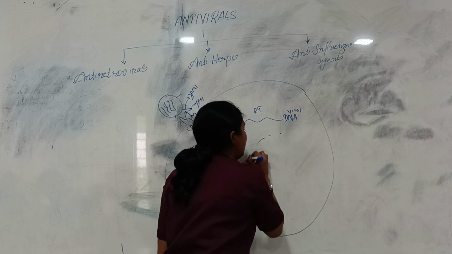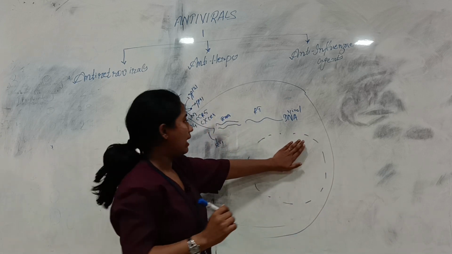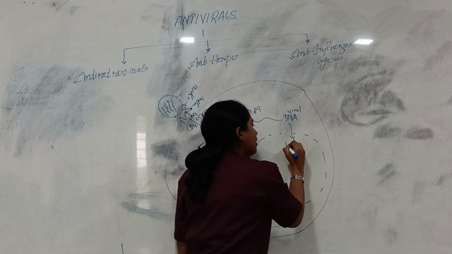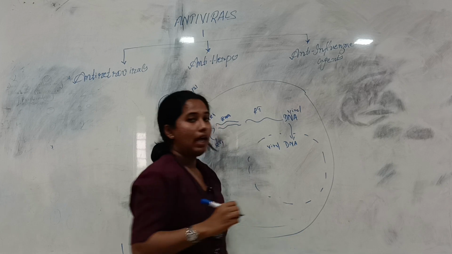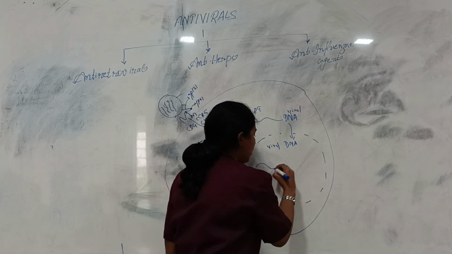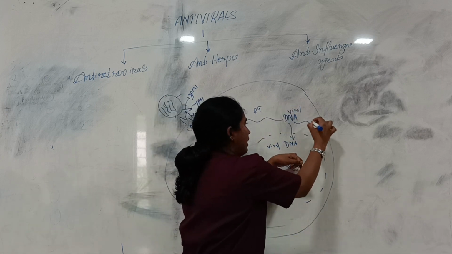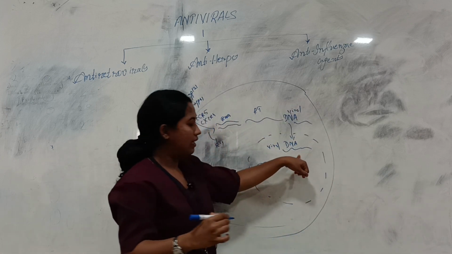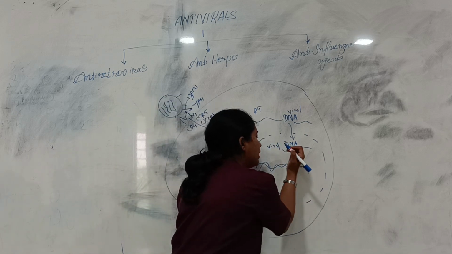Then this DNA enters into the nucleus. This is a human nucleus. Which DNA is this? This is the viral DNA. Inside the nucleus what do we have? We have our human DNA, right? So this viral DNA is a single stranded DNA, and it will fuse with the human DNA.